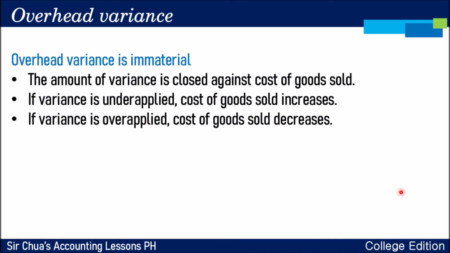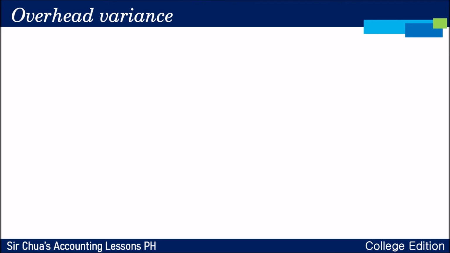If the overhead variance is immaterial, you can just close it against cost of goods sold. If the variance is under-applied, tataas ang cost of goods sold when you close yung account natin ng manufacturing overhead. But if the variance is over-applied, cost of goods sold decreases. Patunayan natin yung mga sentence na to using these examples.